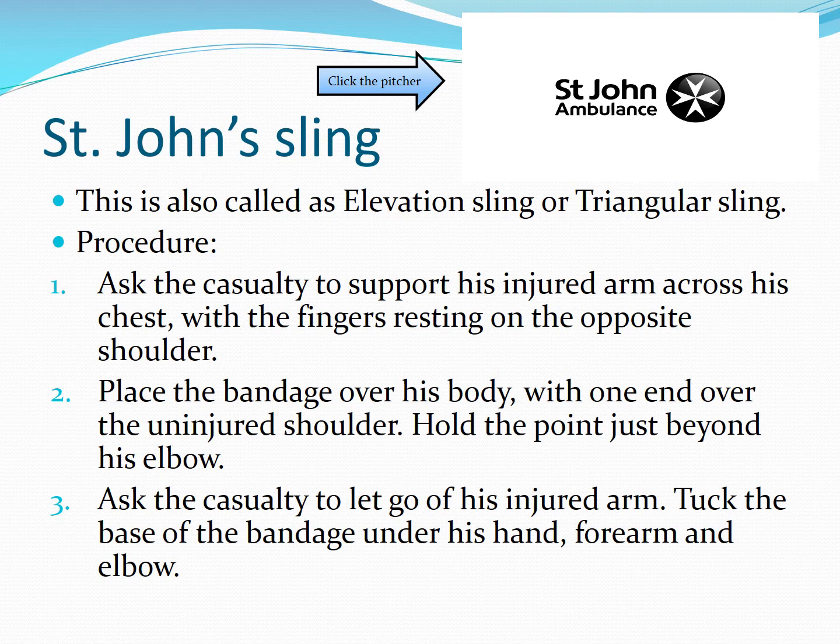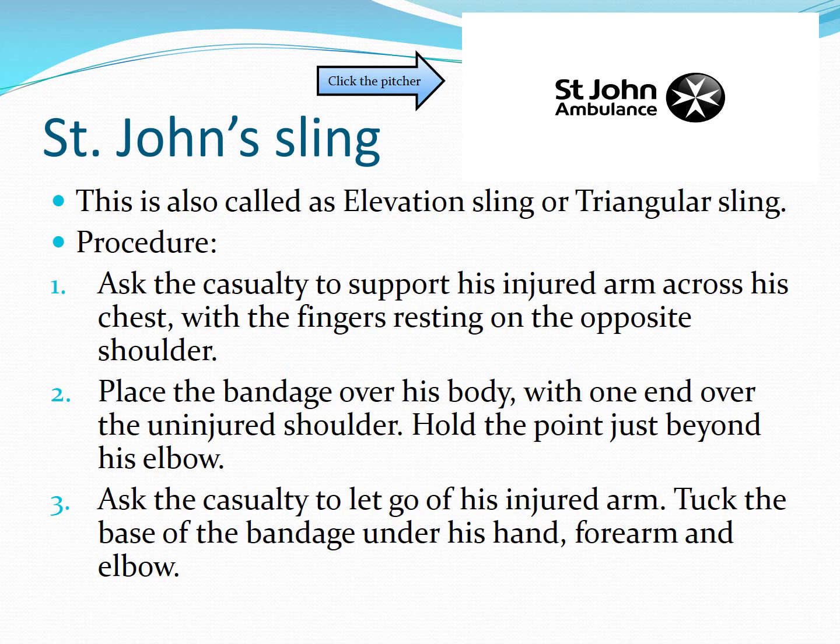St. John's sling. This is also called an elevation sling or triangular sling. Procedure. Ask the casualty to support his injured arm across his chest with the fingers resting on the opposite shoulder. Place the bandage over his body with one end over the uninjured shoulder. Hold the point just beyond his elbow.